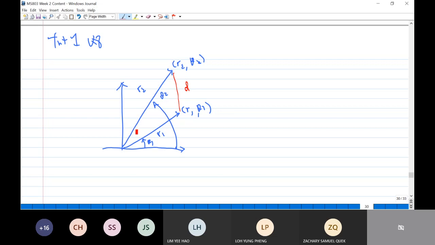Where is this angle now? This angle is theta 2 minus theta 1, right? Then use the law of cosine. So d squared is equal to r1 squared plus r2 squared minus 2 r1 r2 cosine of theta 1 plus theta 2. Okay, finish. I take the square root, and the answer comes out. So d is the square root.